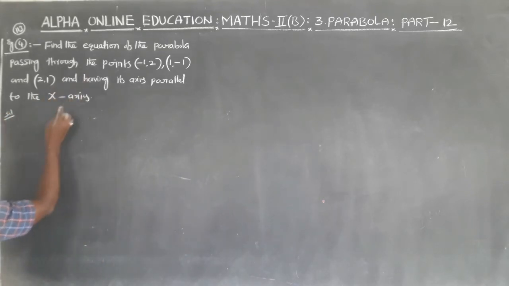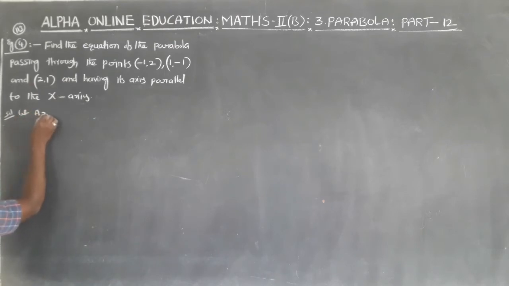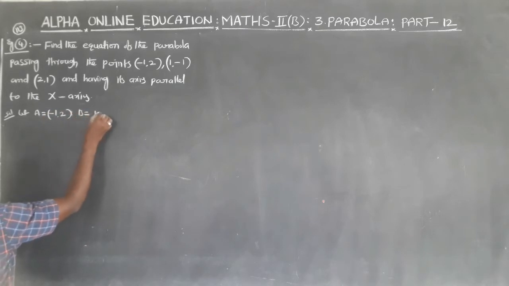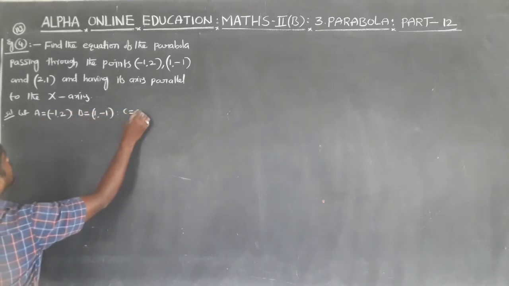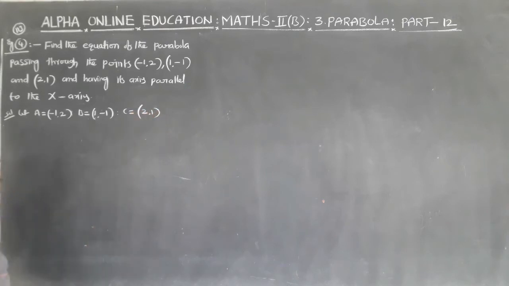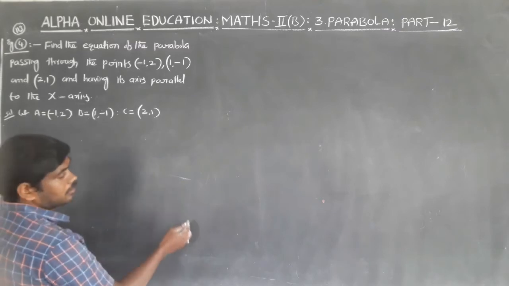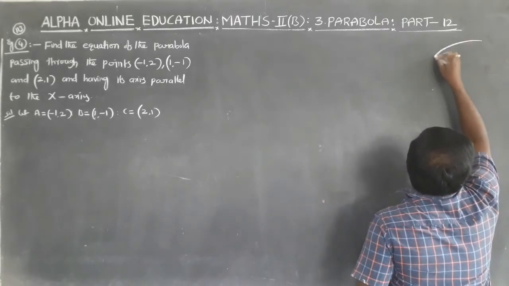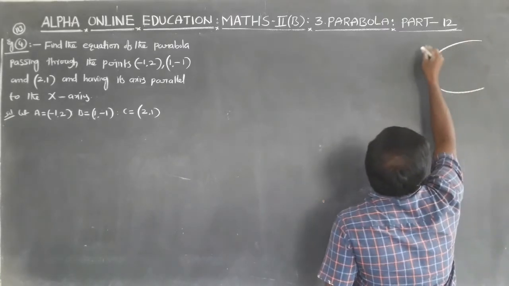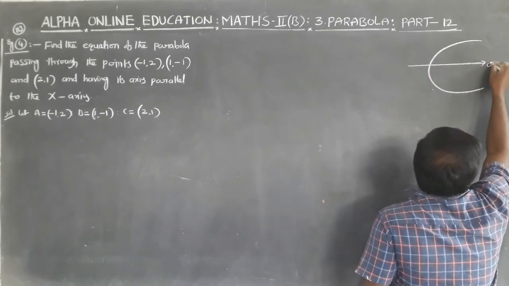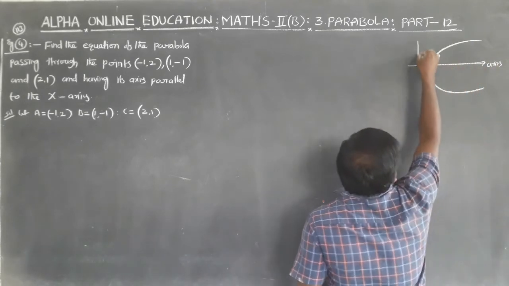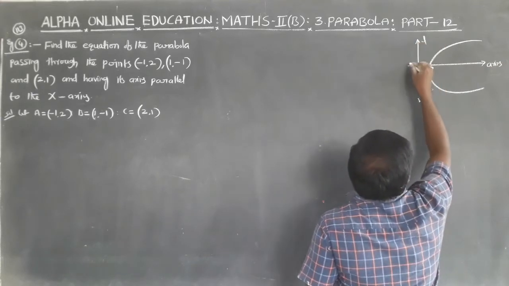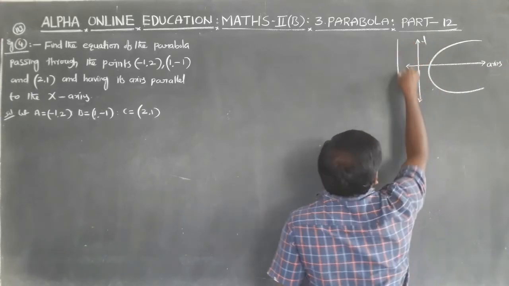Here the given points: let A = (-1, 2), B = (1, -1), C = (2, 1). First of all, draw the diagram. This is the equation of the parabola. This is the axis of the parabola. This is the directrix.